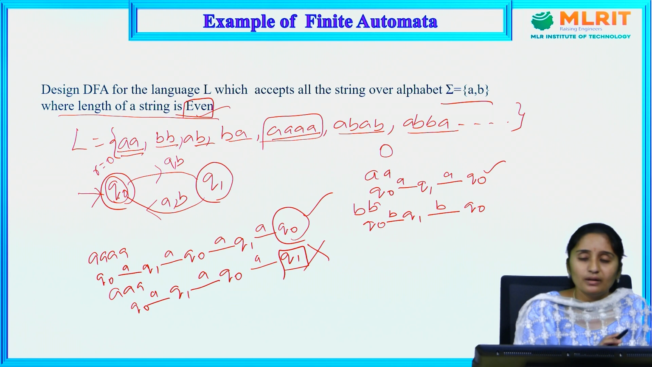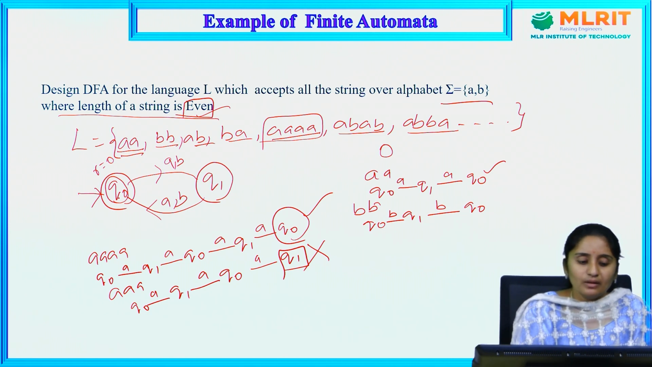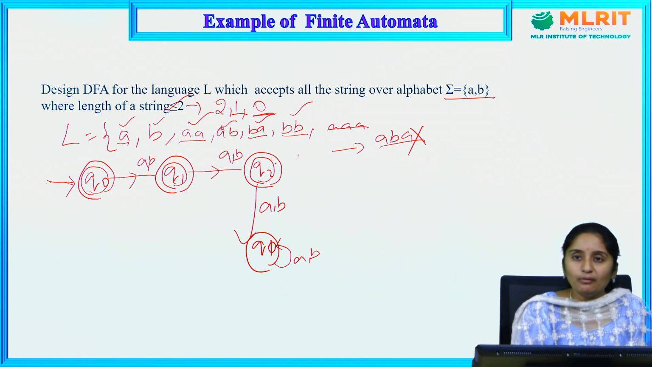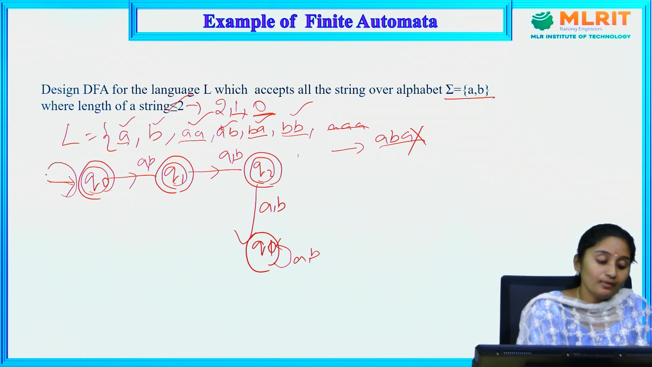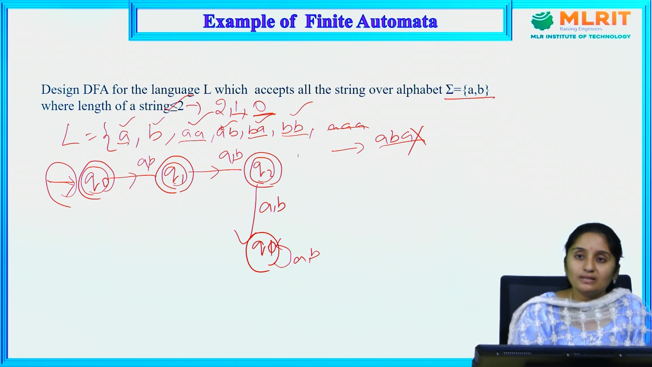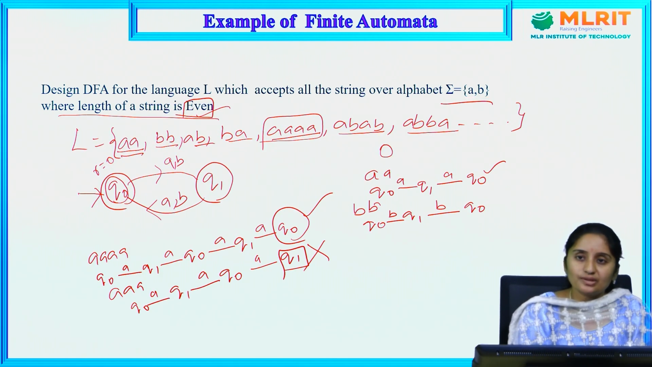So here Q0 is my starting state. In the last example we have seen one initial state, as a DFA accepts a single initial state and multiple final states. See here Q0, Q1, Q2 are the multiple final states. In a DFA we have only one initial state and multiple final states, as we discussed when we talked about the DFA definition. So this is about the string being even.